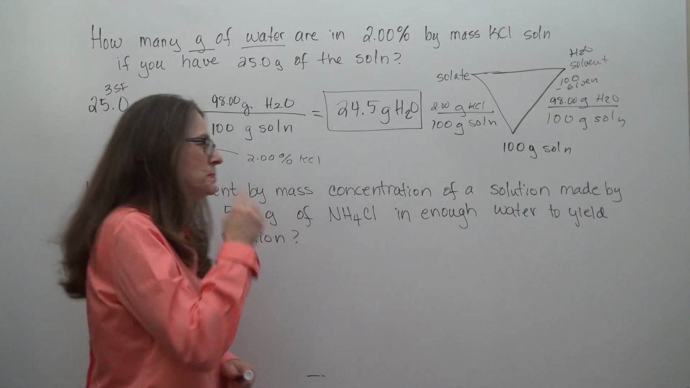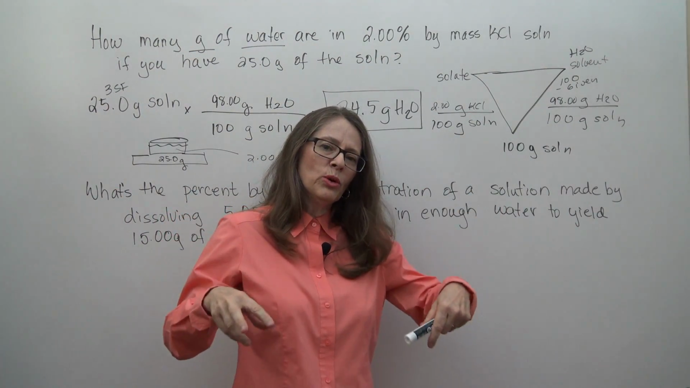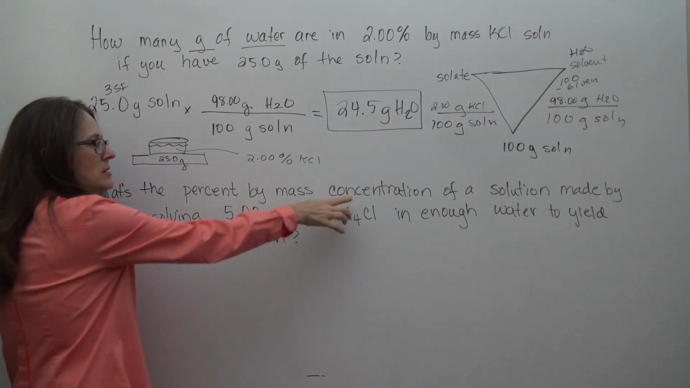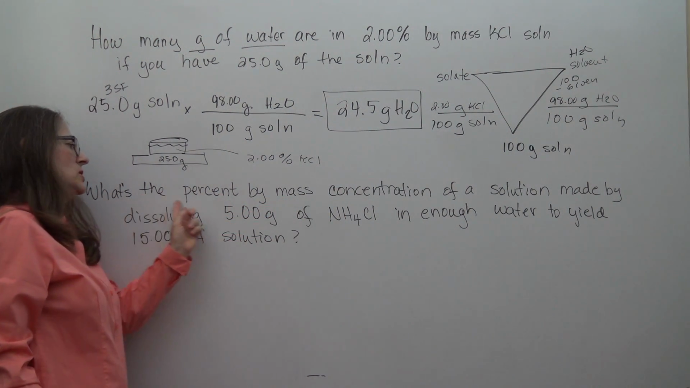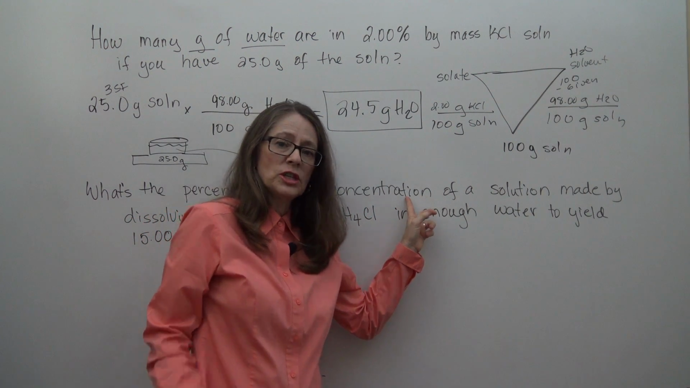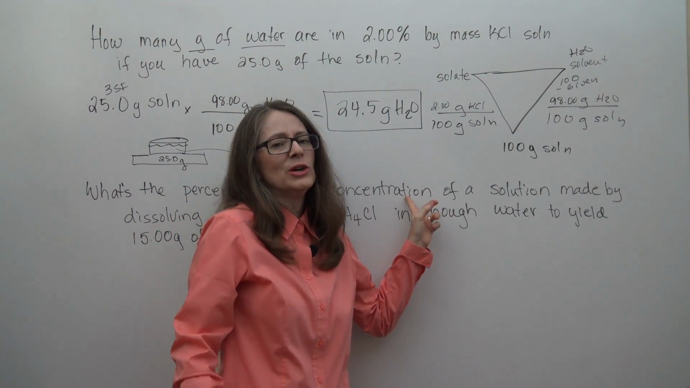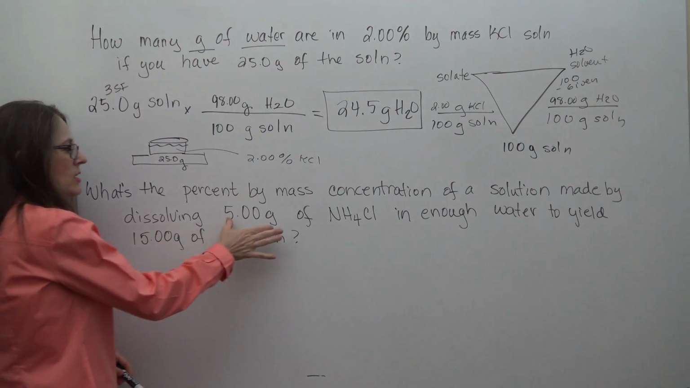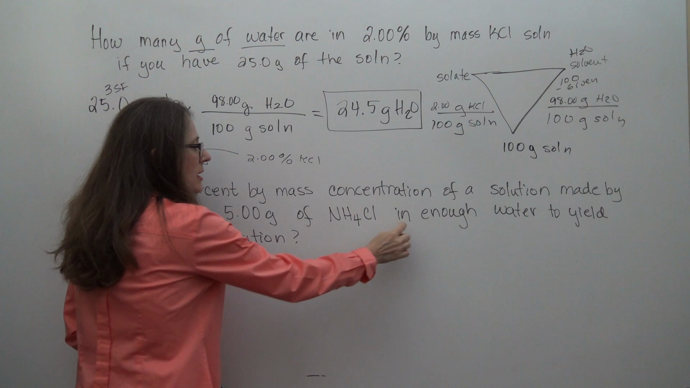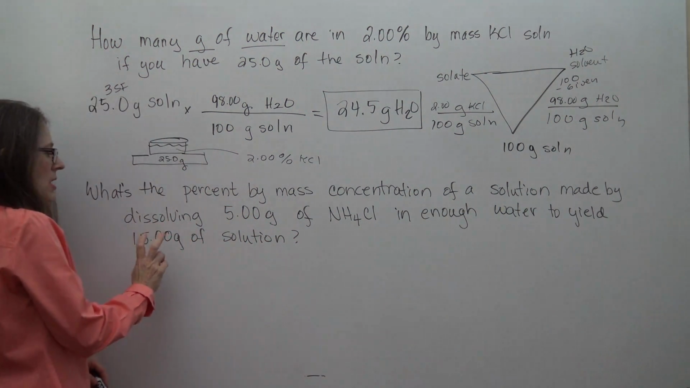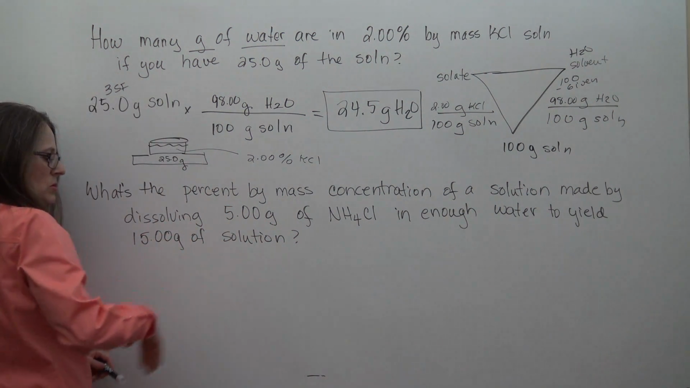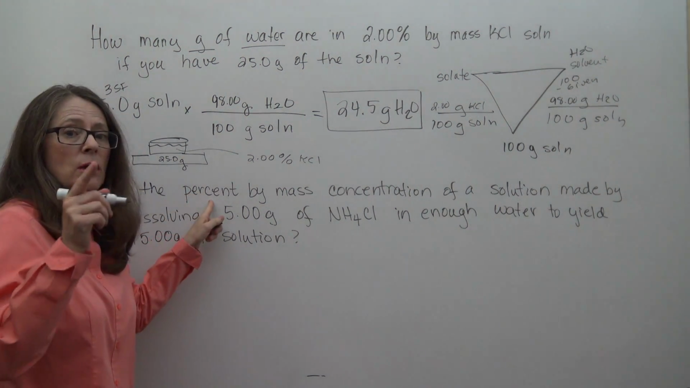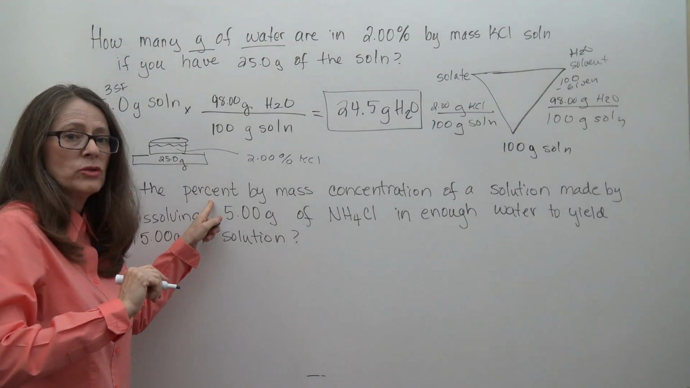Let's do another one. I'm going to set you up and you'll work it, and then you'll come back and check. What's the percent by mass concentration? Did they give it to you? No. This time they want you to calculate it. Of a solution made by dissolving 5 grams of ammonium chloride in enough water to yield 15 grams of the solution. How do we get percent by mass? It's always part over whole times 100.